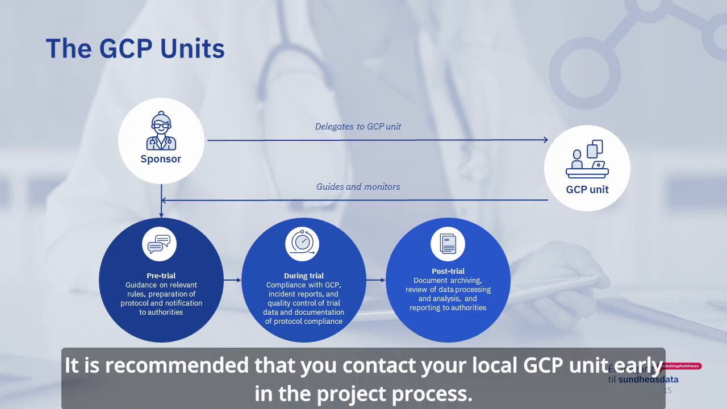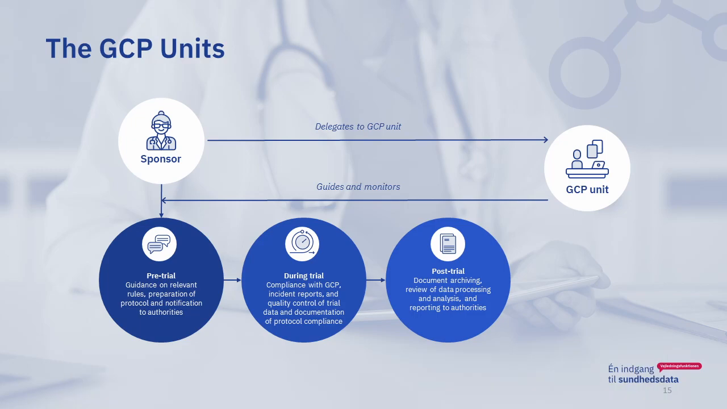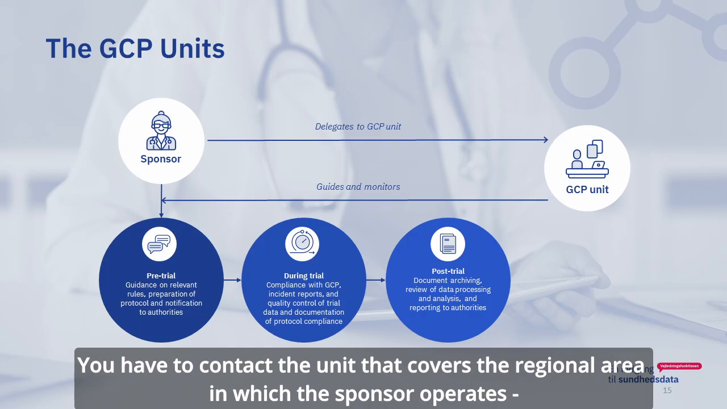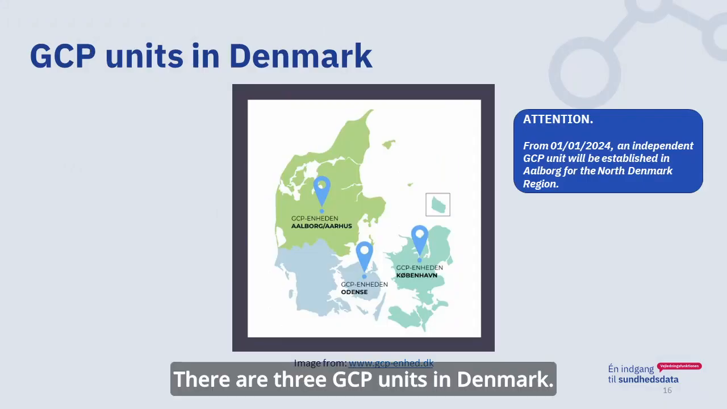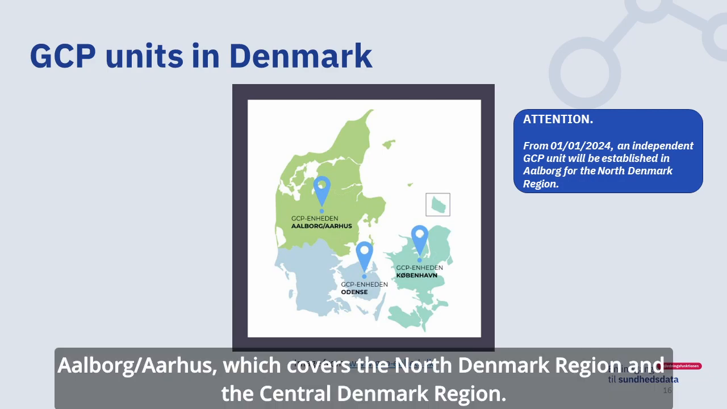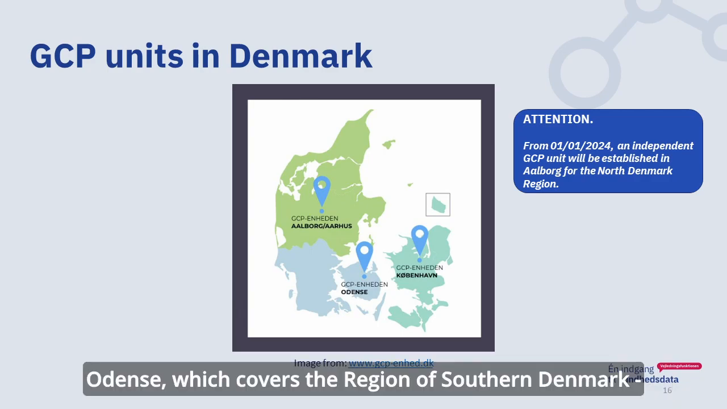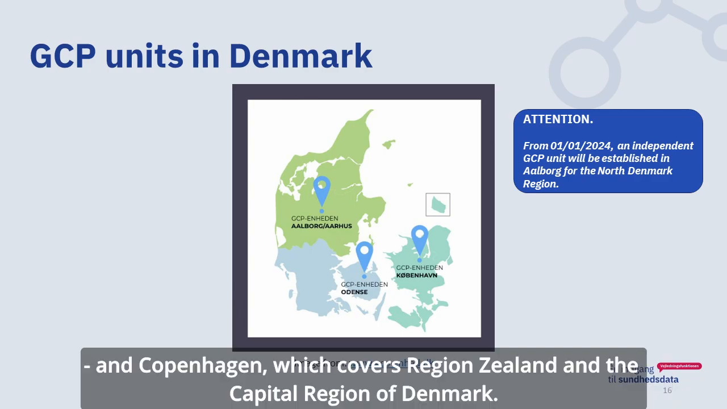It is recommended that you contact your local GCP unit early in the project process. You have to contact the unit that covers the regional area in which the sponsor operates, even if it is a multi-center trial across regions. There are 3 GCP units in Denmark: Aalborg Aarhus, which covers the North Denmark region and the Central Denmark region; Odense, which covers the region of Southern Denmark; and Copenhagen, which covers Region Zealand and the capital region of Denmark.